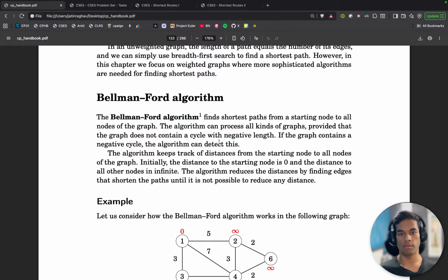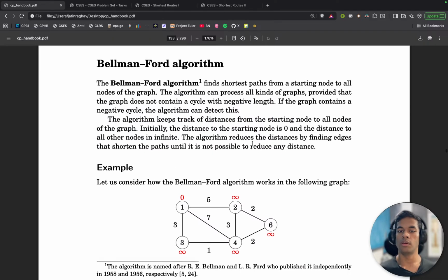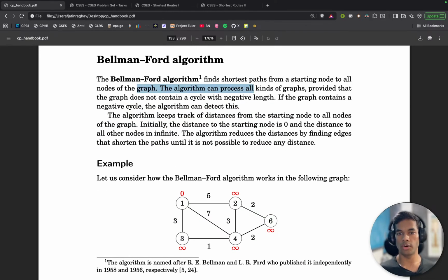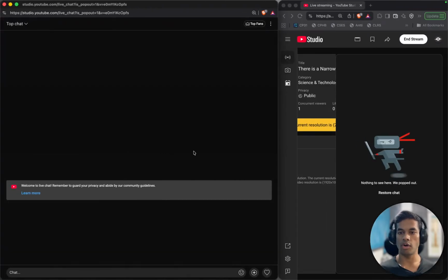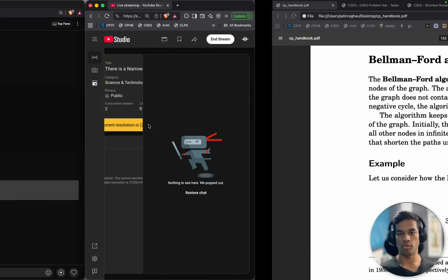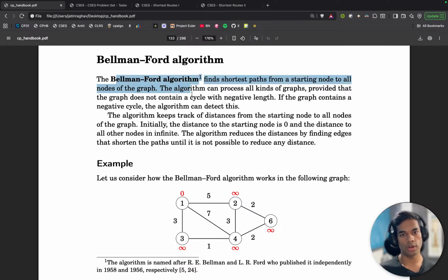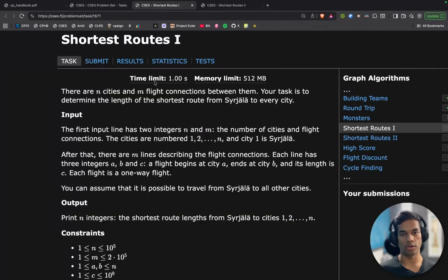Bellman-Ford. The Bellman-Ford algorithm finds the shortest paths from a starting node to all nodes in the graph. The algorithm can process all kinds of graphs, provided that the graph does not contain a cycle with negative length. Okay, so if there is a cycle with negative length, then Bellman-Ford does not work. And one more thing, Bellman-Ford does the same thing that Dijkstra's algorithm does. So in this question, we can apply both of these algorithms.